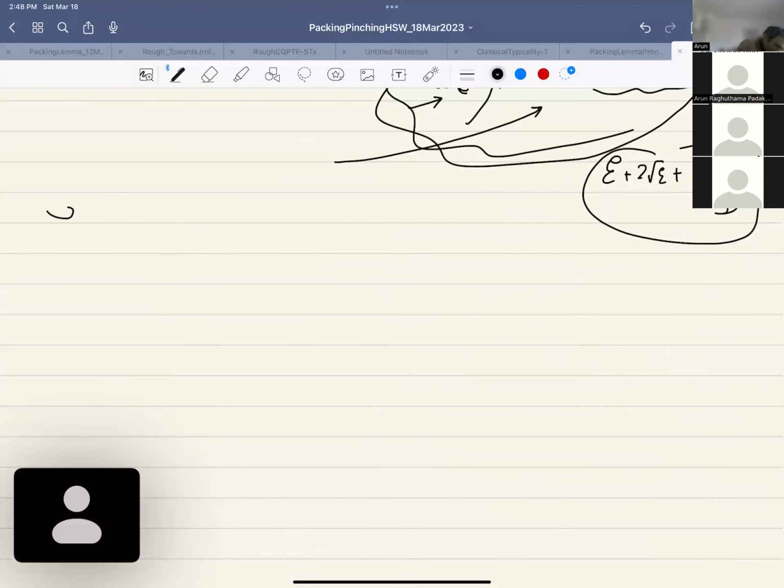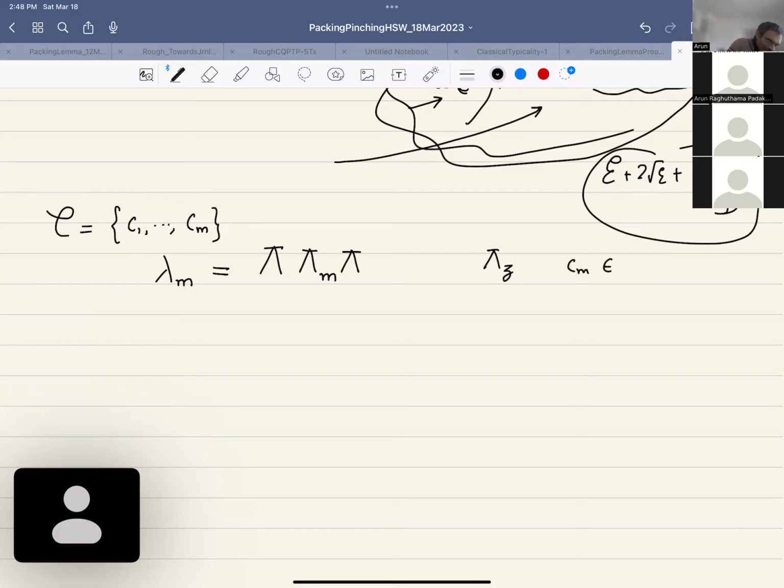So let's take a collection C. Let's take a generic collection C1 through Cm. And we defined our theta. So we first defined a lambda m. I defined a lambda m as, let's say, pi m pi. Okay. So when I say pi m, I actually mean pi cm, because remember, for every z there is a pi z. So my cm is an index inside C, which is a subset of C. So this is one of the z's. So I should really say pi cm.